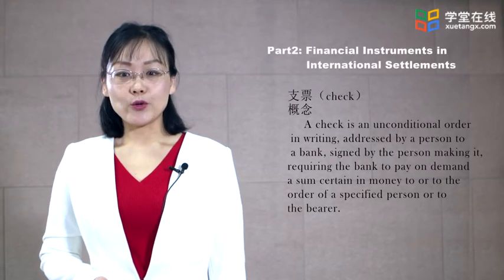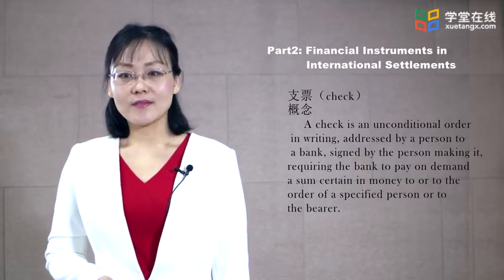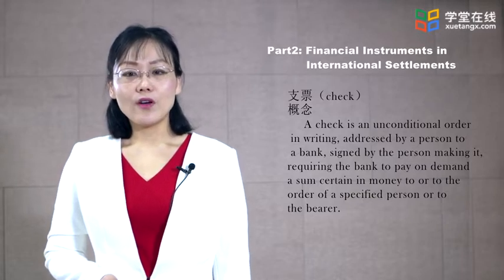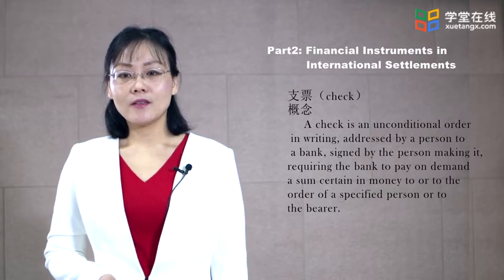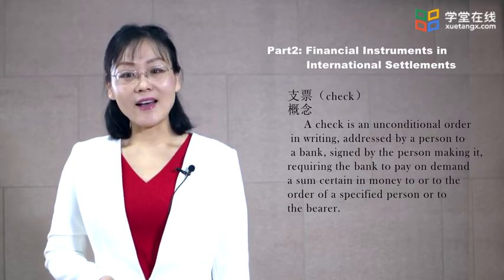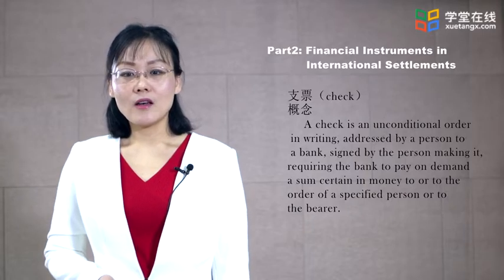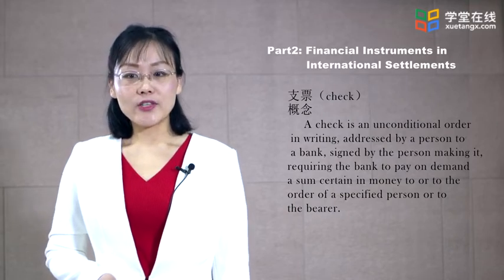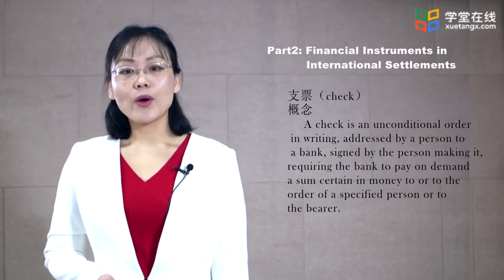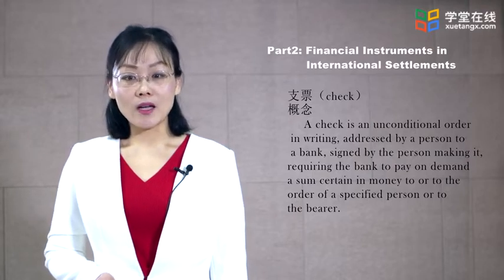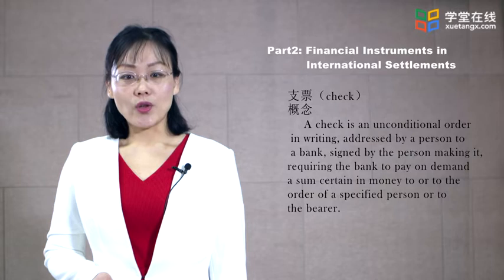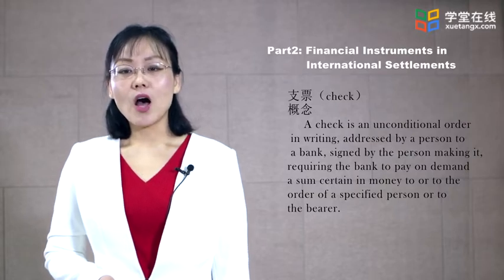Then we'll turn to the third type of negotiable instruments, checks. Let's look at the definition for a check. A check is an unconditional order in writing addressed by a person to a bank, signed by the person making it, requiring the bank to pay on demand a sum certain in money to or to the order of a specified person or to the bearer.